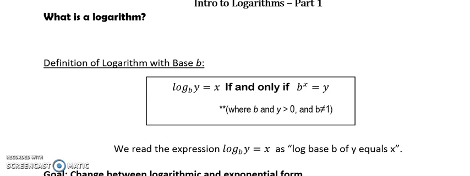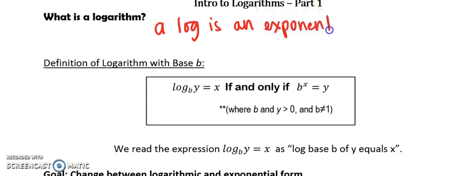What we're going to start out with here is, what is a logarithm? And we're going to keep it super simple in here. We're just going to say a log is an exponent. Okay, I tell my students it's a tool we use to get to an exponent.